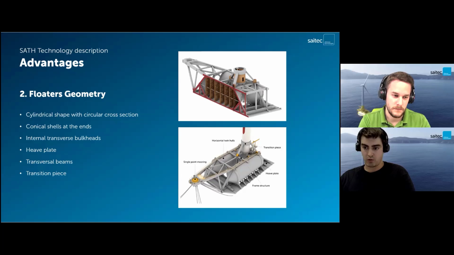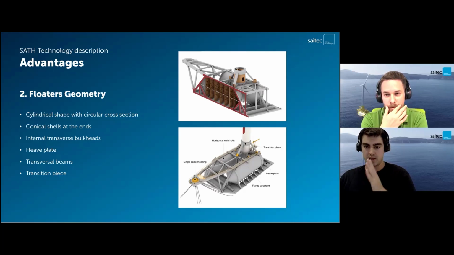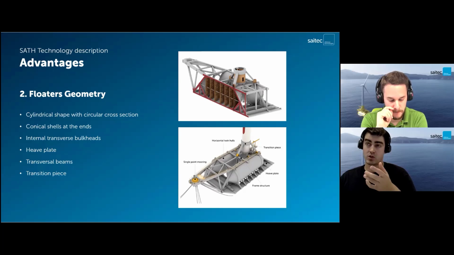Then the floaters are connected to one another by these three transversal frames that you can see on the figure. And in the upper picture, you can see a longitudinal cross-section, which shows the transverse bulkheads that stiffen the section and also divide the floater into watertight chambers, which provide stability in damage conditions.